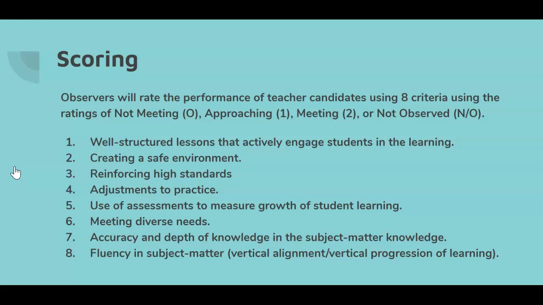You will be looking at ratings such as not meeting the criteria, approaching the criteria, meeting the criteria, and not observed. It is perfectly okay for a student teacher to be approaching that criteria and not yet meeting it. We would expect this at this point of their teaching career.